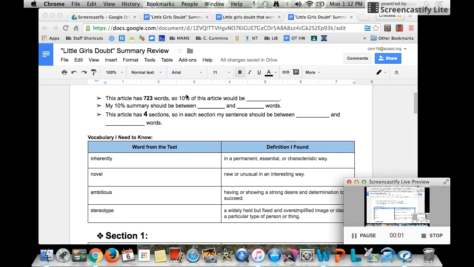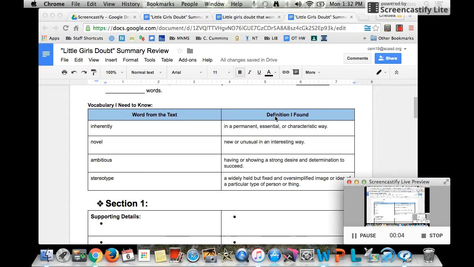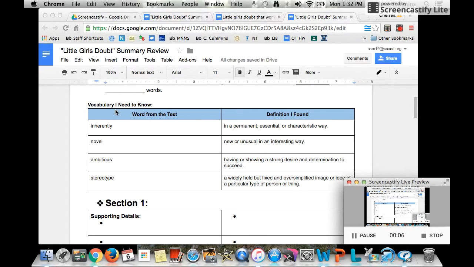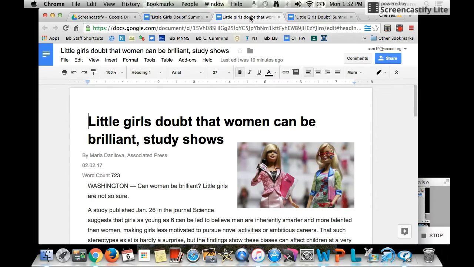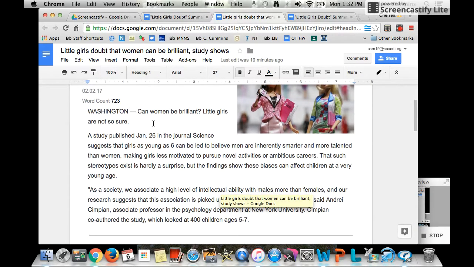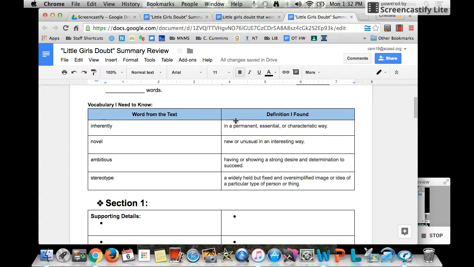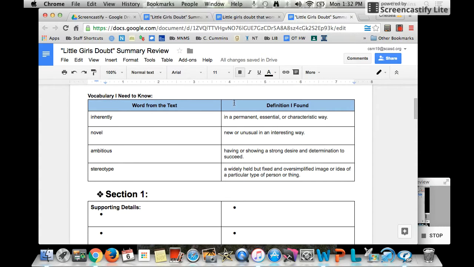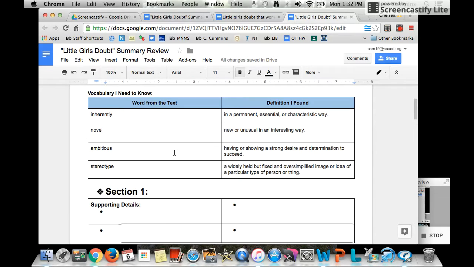Okay, now that we've identified 10% of our summary, the next thing on our chart says vocabulary words that you need to know. So if you just take a moment, please read through each one of these words and the definition for that. So when you go back to your article, and you see them within the first couple of paragraphs, you'll understand what they're talking about. You'll be able to define them a little bit more clearly and have better comprehension. So please press pause right now and read through the vocabulary words that you need to know for this article.